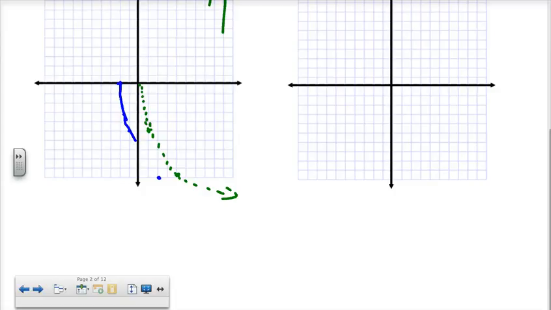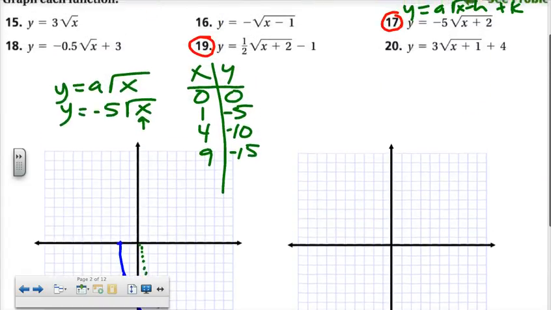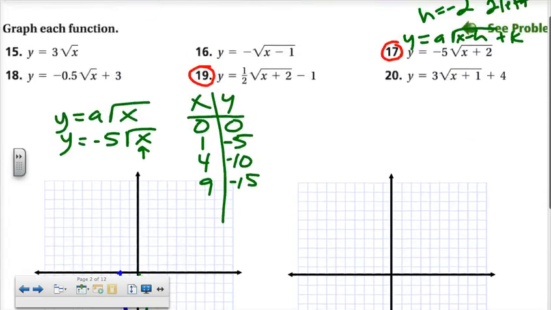That is my final graph right there. So again, quick and easy, does not require the use of a graphing calculator. We're just taking a look at it. So now, I'm going to go after number 19.